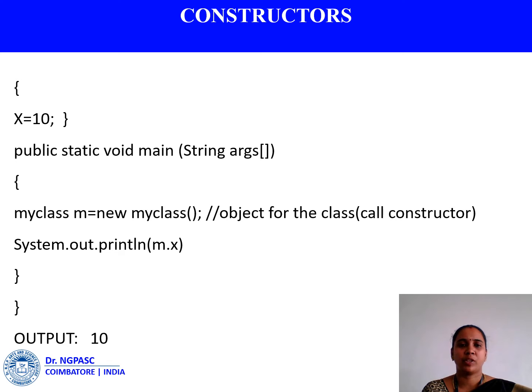After the constructor, inside the main method, I'm going to create an object for the class MyClass. Here, m is the object which belongs to MyClass. So while creating an object for a class, the constructor will be automatically executed, automatically called. So now the constructor will be automatically called and it assigns the variable x as 10. After that, I'm just printing the variable x using this object. Now the output will be 10. So this is about how to create an empty constructor.